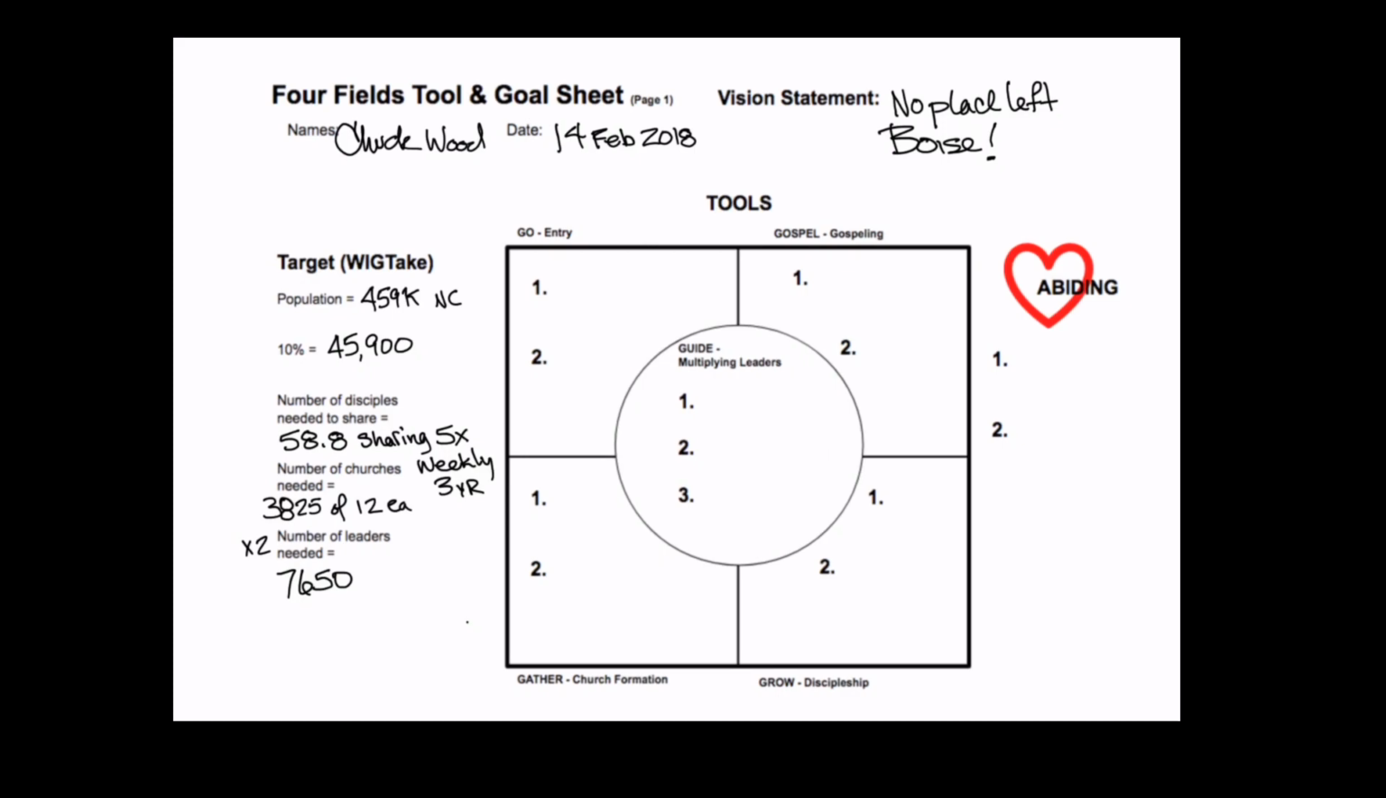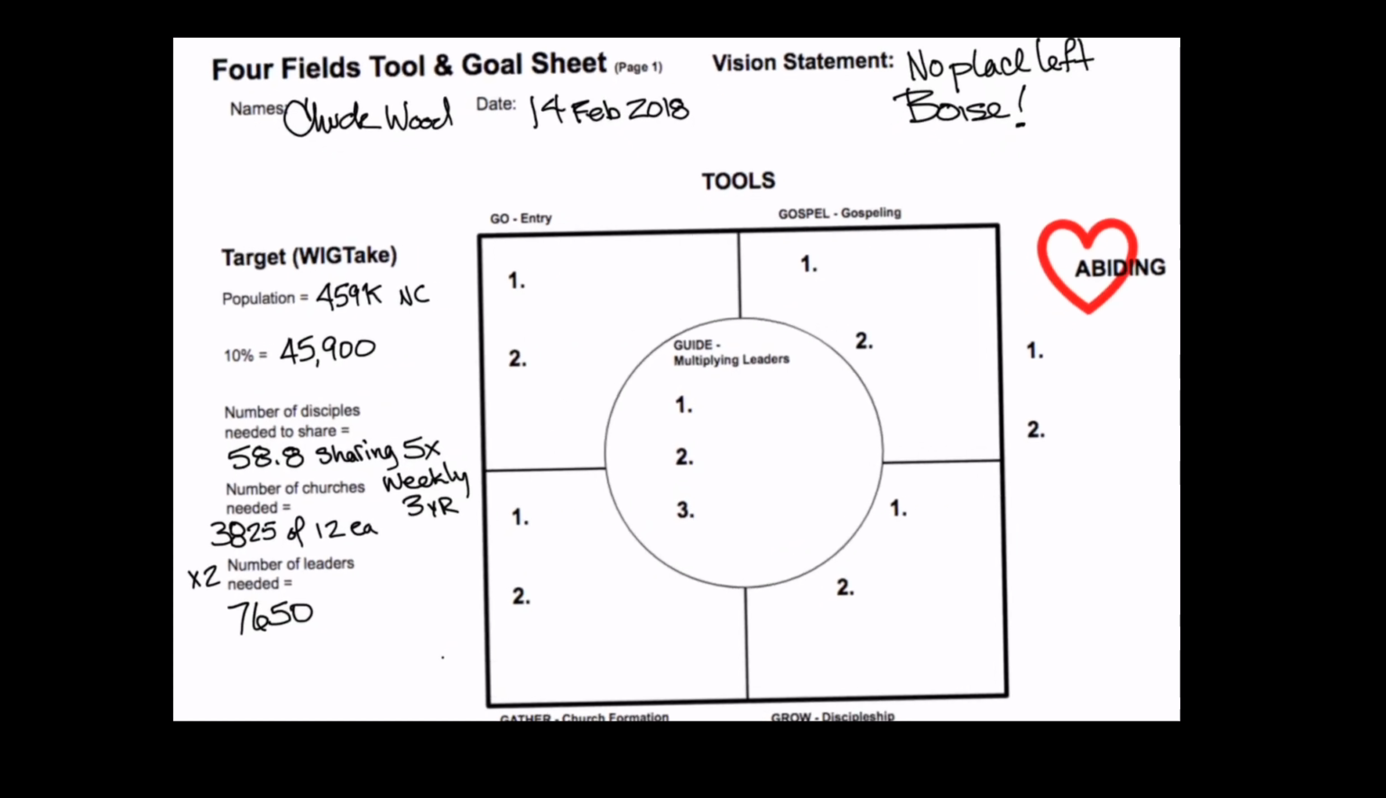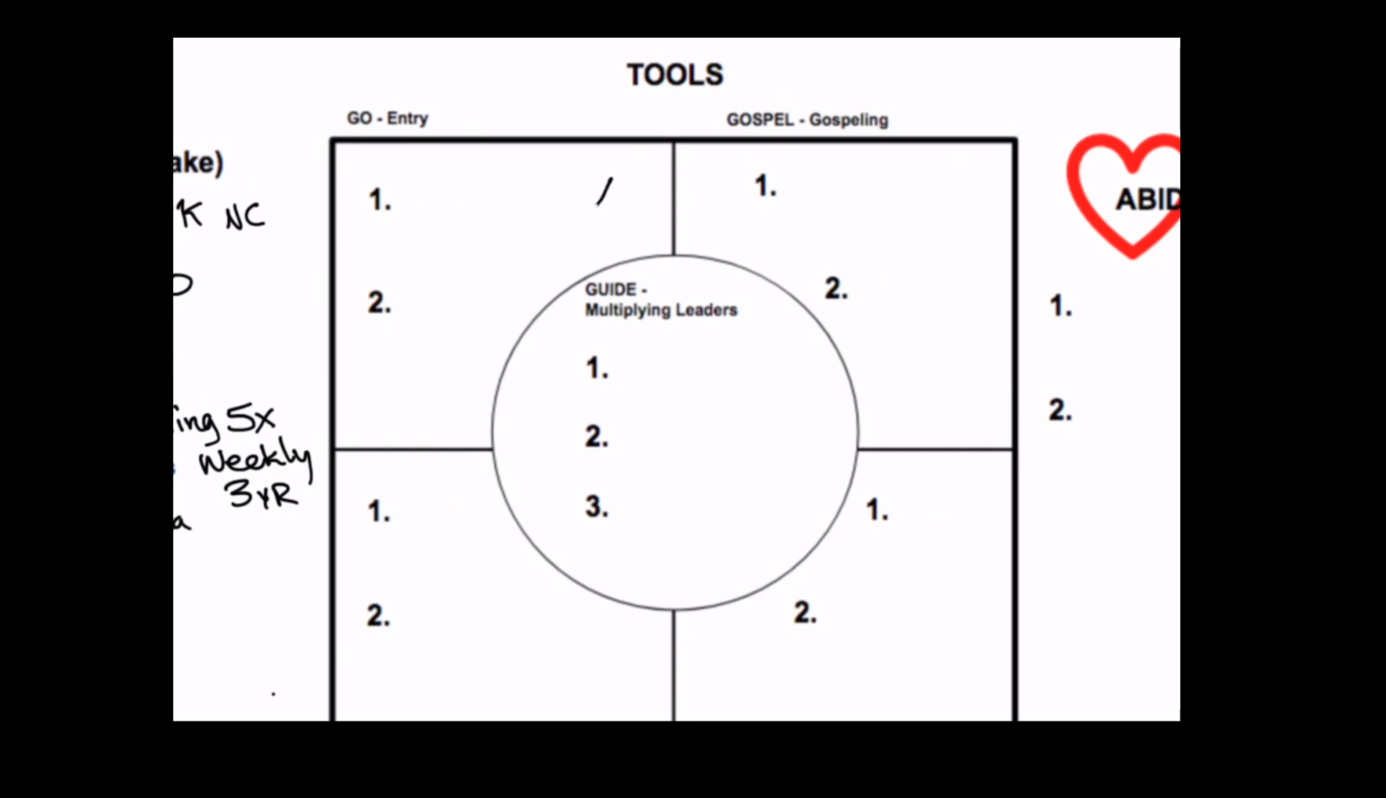Now, once we have a realistic view of our target, then we want to put in some simple tools into the Four Fields diagram. And these tools are the go-to tools that we're going to use. You can have a lot of tools, but we just want to zero in on a couple of them per field.